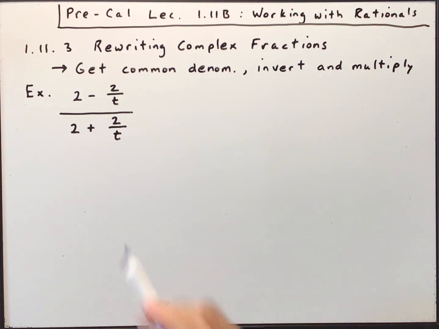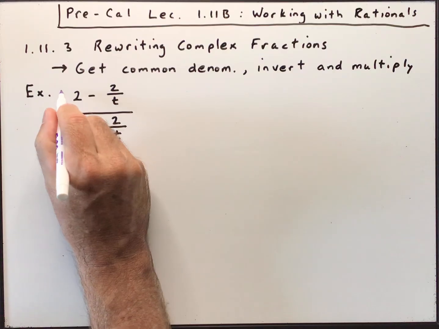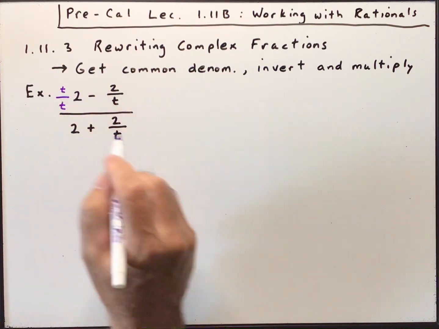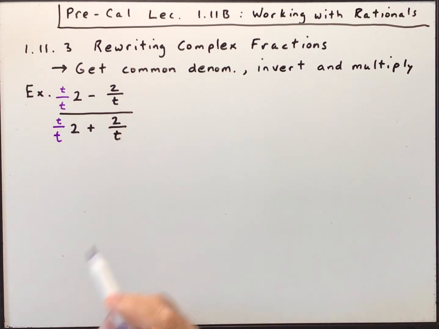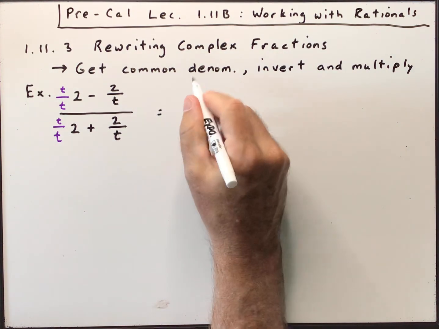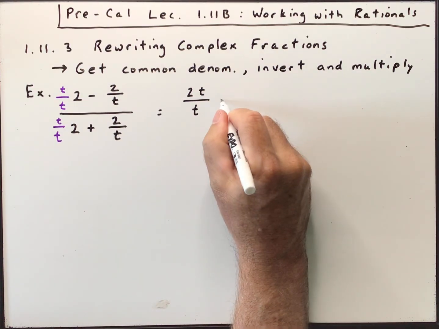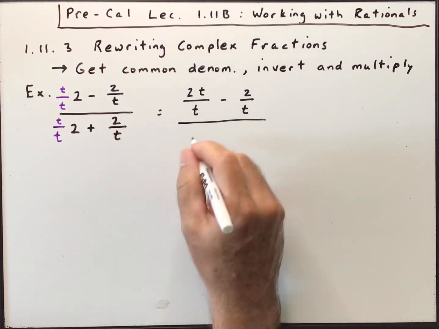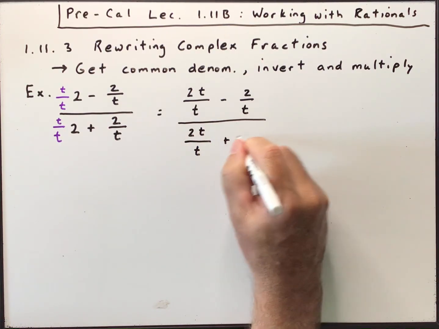So we've got here 2 minus 2 over t. I want to get a common denominator on both the top and the bottom. So I could multiply that 2 by t over t. And the same thing here on the bottom, I can multiply that 2 by t over t. That's just a clever version of 1, right? And so you would have 2t over t minus 2 over t. And we'll put those together in a minute. We have 2t over t plus 2 over t.